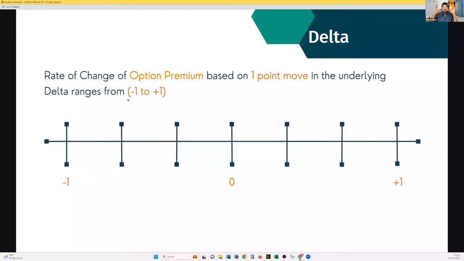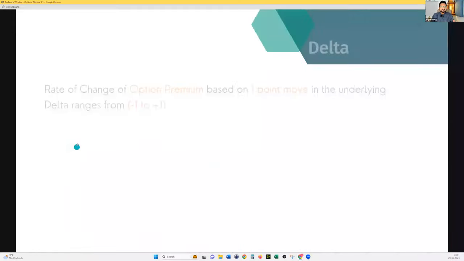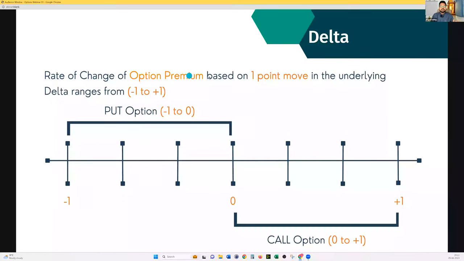Delta is one of the very, very important aspects whenever it comes to option pricing. Delta governs everything. Now, how does delta range? The delta ranges from negative 1 to positive 1. So the rate of change of option premium based on one point of move in the underlying is what I said related to delta.